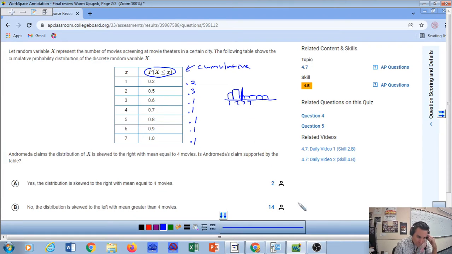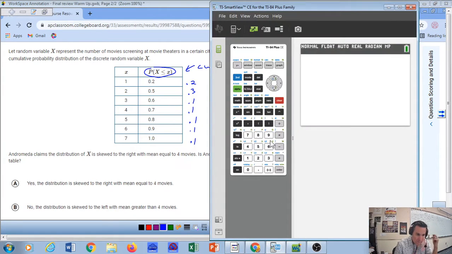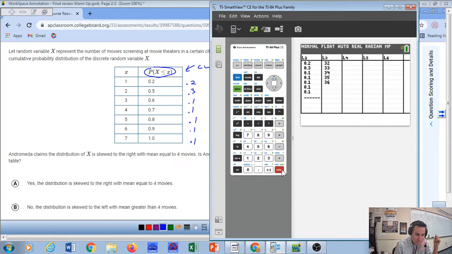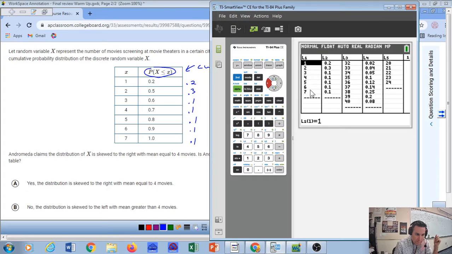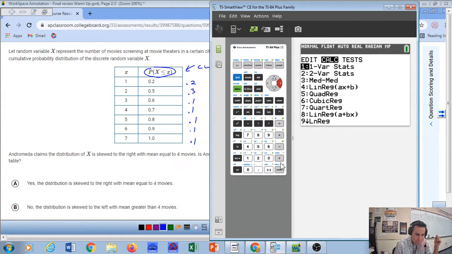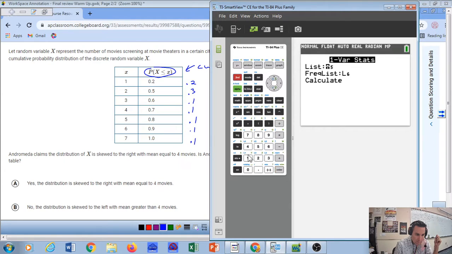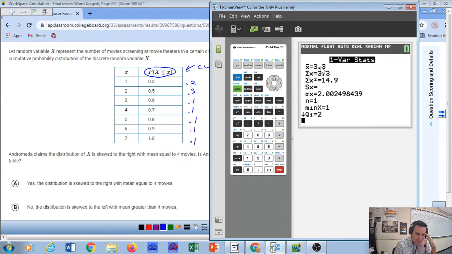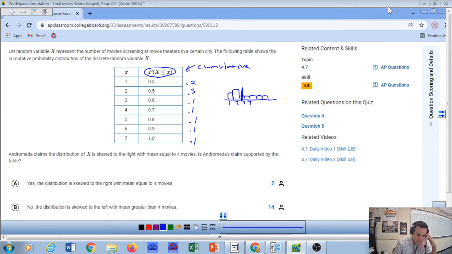But I wondered, and so what I did was got my calculator, and I put the numbers into the table where you can put your numbers for your random variables right there, and then my individual probabilities of each of the random variables in L2. And then remember, we can just go stat, calc, one variable, L1, L2, and if you wondered what the mean was, you can let it tell you. And it got a mean of 3.3. So it was not 4, it was less than 4.